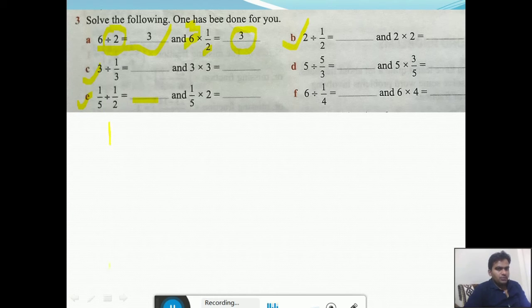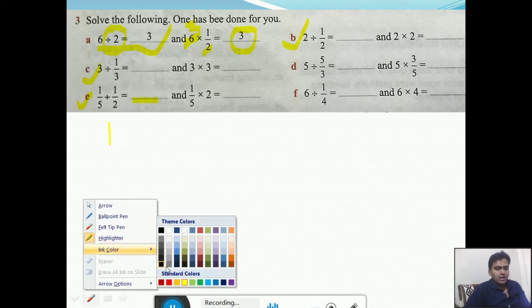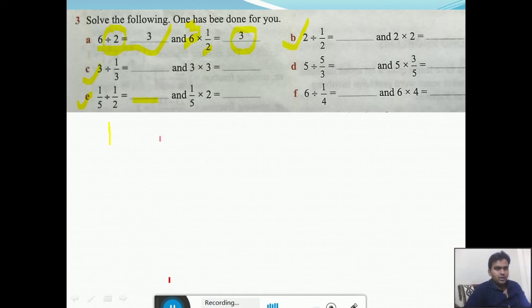1 upon 5, you can solve by reciprocal of 1 upon 2. So 1 upon 5 as it is. Now change the sign from divide to multiply. I am solving this question. And this 1 upon 2 becomes 2 upon 1.